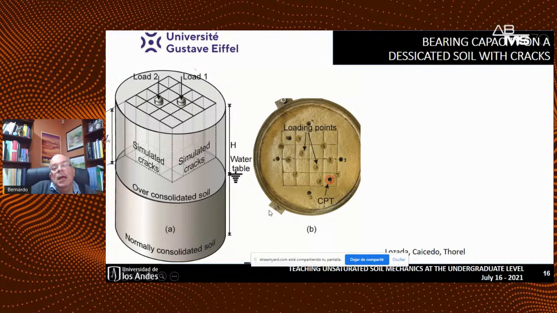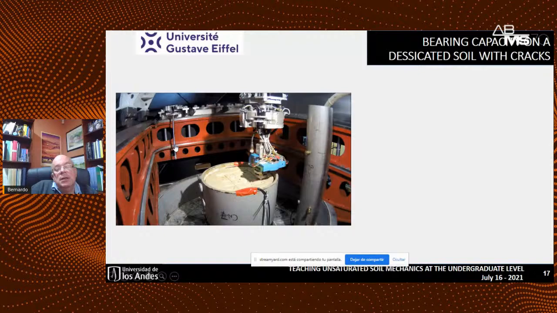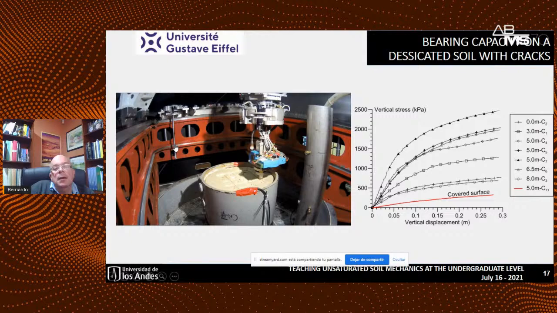And then we apply different loads in different points, when the cracks have a different depth. You can see here the centrifuge at the University Gustave Eiffel in Nantes, France, the bearing capacity tests, and then the CPT tests.